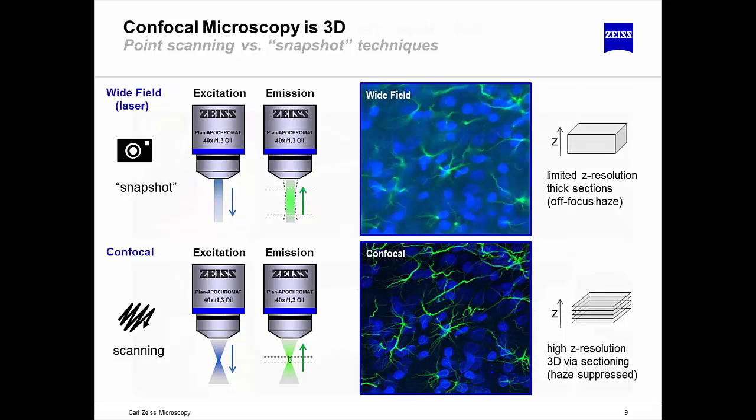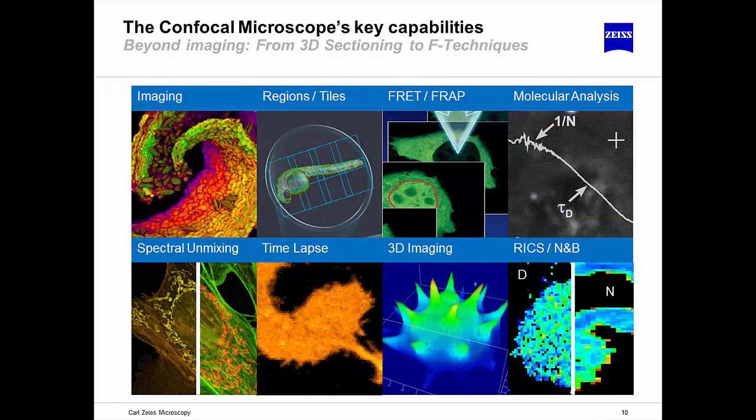But over time, the number of techniques and the flexibility of confocal evolved beyond just pure imaging. The machines evolved so that we could capture different regions and tiles. The flexibility that came from having a point scanner allowed us to do photo manipulation techniques, predominantly associated with the F techniques such as FRET and FRAP.